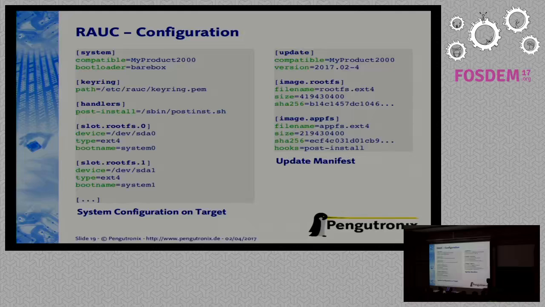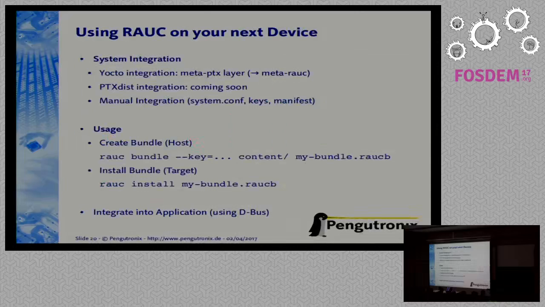If you want to use Rauk in your next device, we have Yocto integration in our MetaPTX layer, which will soon become Meta Rauk. We have PTX-dist integration currently only on the mailing list, not in PTX-dist mainline, and you can also integrate it manually. And here's a short overview to give a basic idea how it's used. This is the Rauk bundle command you use on your host to create the bundle with a directory that includes all the content you want to bundle. And on the target, you simply execute Rauk install. Or if you have an application, we have a D-Bus interface where you can trigger the installation from.